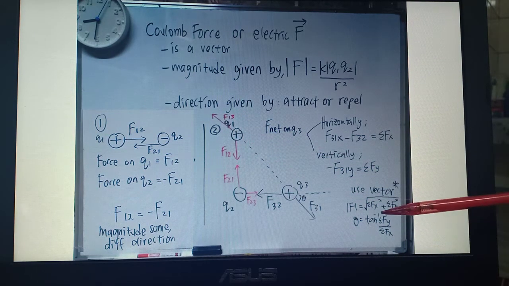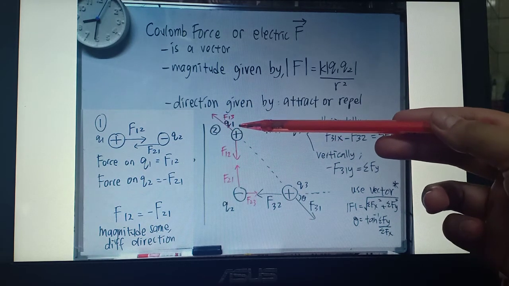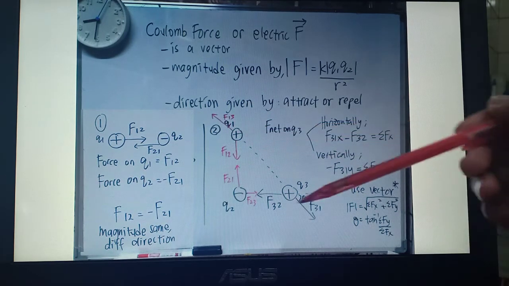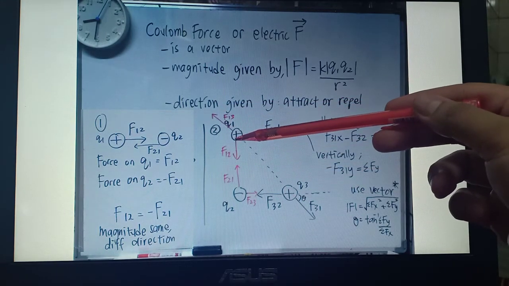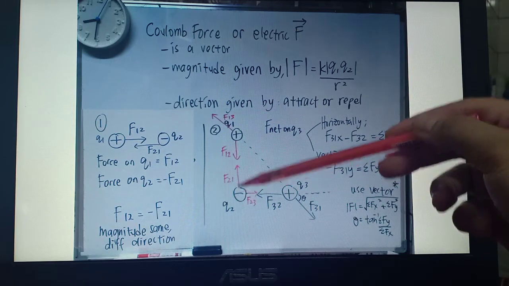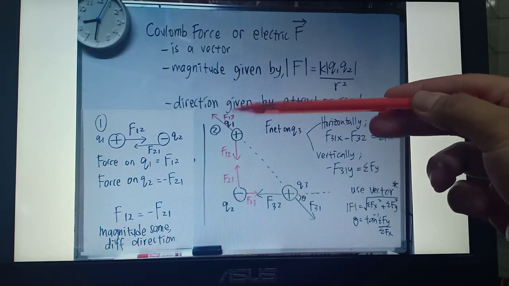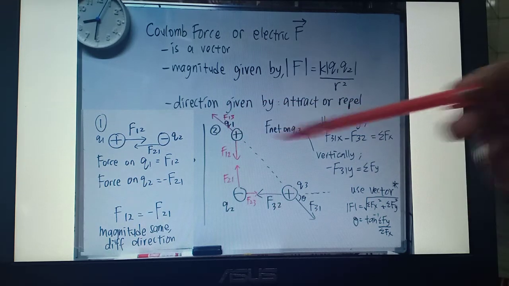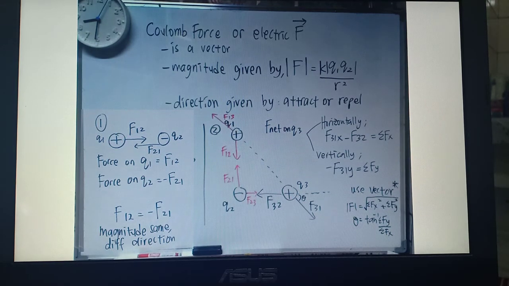Last but not least, if the question asks you to calculate on Q3, charge 1 and charge 3 repel, so it goes up. Charge 1 and charge 2 attract each other, so it goes downward. F13 must be resolved into x and y, then find the horizontal and vertical sums again. Lastly, use your vector to find the magnitude and direction. I hope it helps.